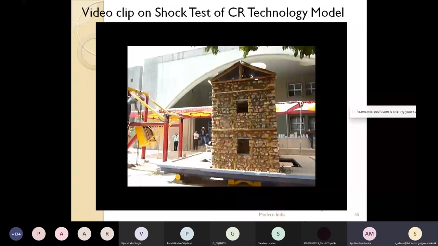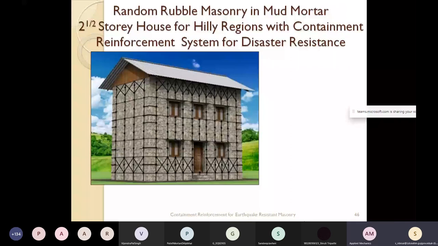All right. I don't know why the audio didn't come. But anyway, this is what you see. This is a schematic. This is something that was submitted to the Nepal government.